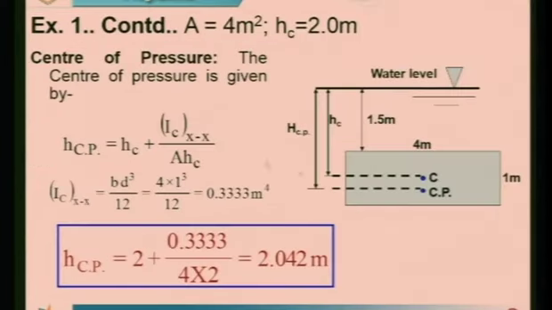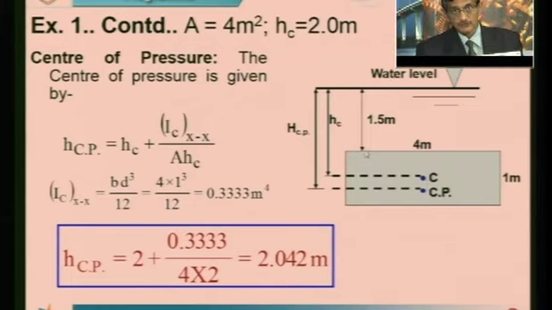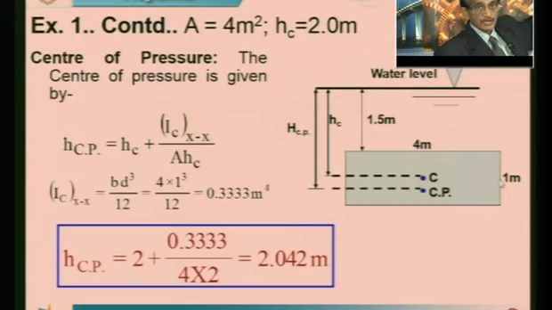I think the same diagram is coming here also. The centroid is here. This value is 0.5, right? And this value we would like to calculate. What is the formula? The center of pressure formula is HC plus ICXX divided by A HC. The moment of inertia along the x-axis you can see is BD cube by 12. What is the B? 4 meter, and what is the depth? It is going to cut along the x-axis. You can see in the diagram here also along the x-axis.